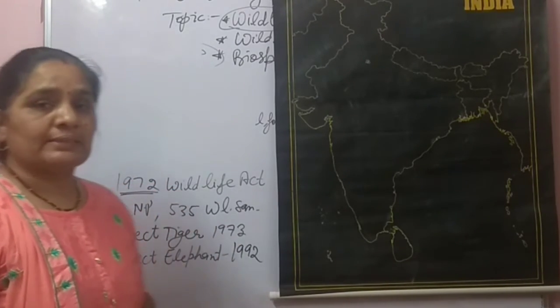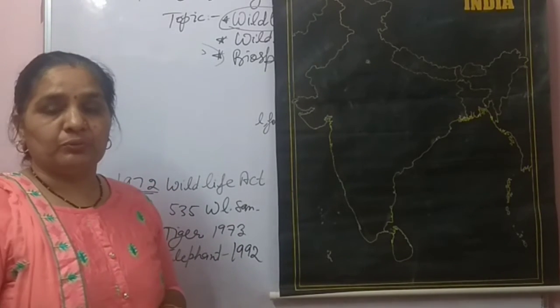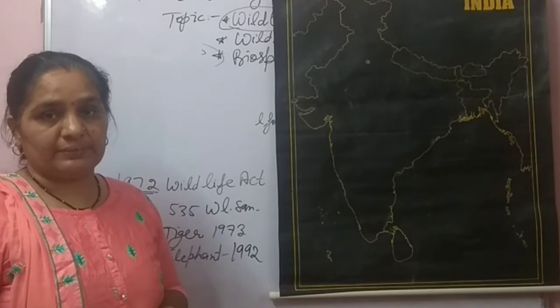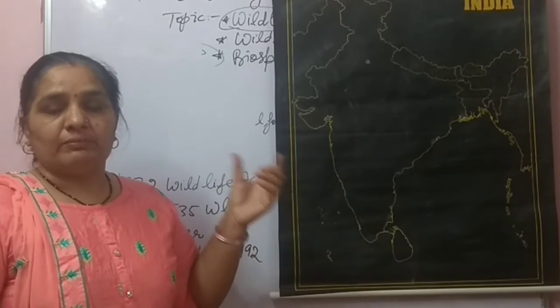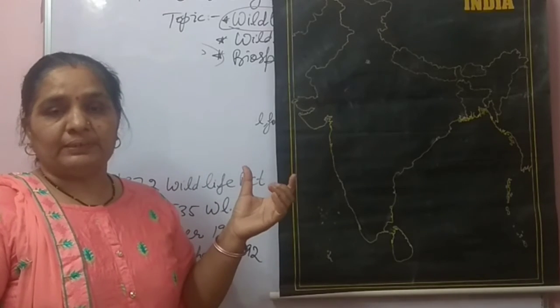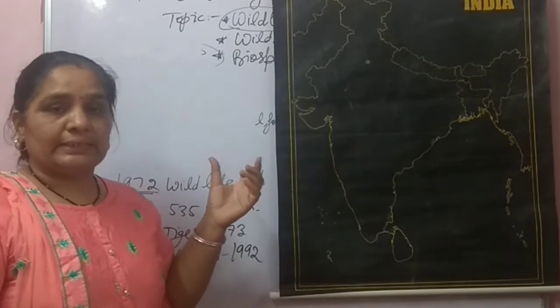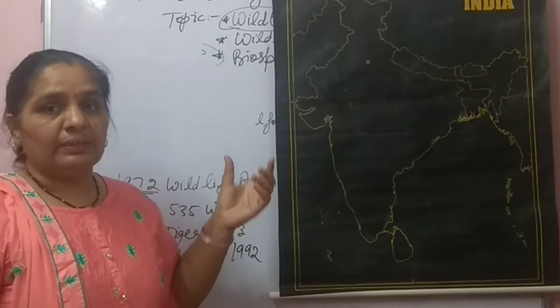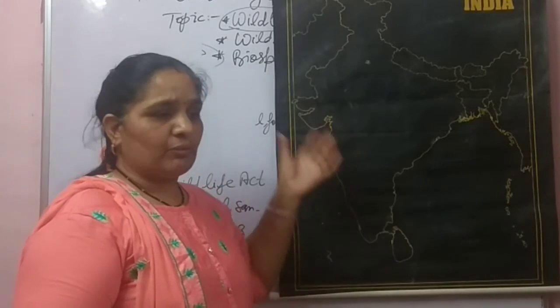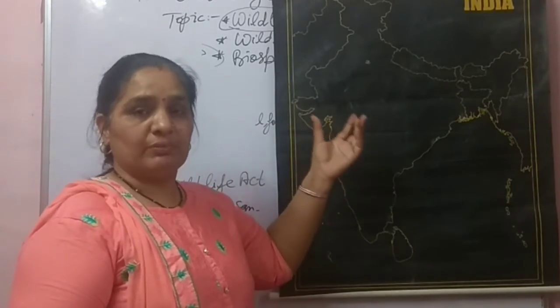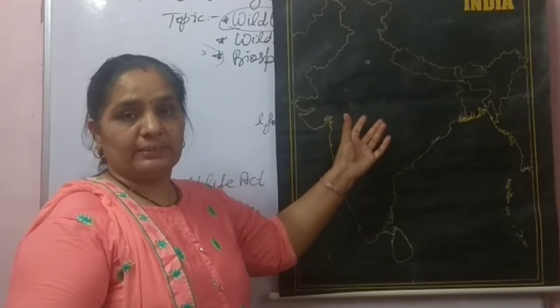Again the government passed another act in 1992 to protect the elephants. So with the passage of time, the government passed acts to protect wildlife so that they cannot disappear. Now look at the map. This is the map of India. We have discussed different types of forests and animals. Now we will locate all these things.